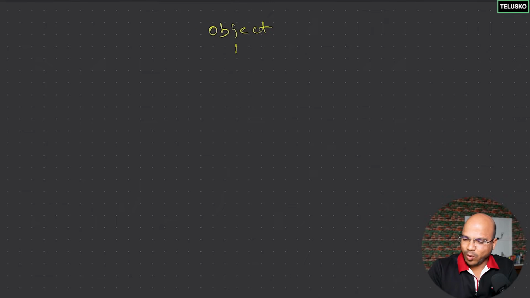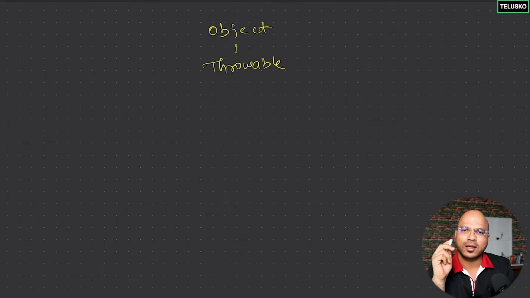Now, below that, we have one class called Throwable. If you remember, while searching for the class, we have seen Exception class extends Throwable. One more trivia here: most of the names which end with 'able' are actually interfaces, okay? Runnable, Serializable, Cloneable. But Throwable is also 'able' at the end, but it's a class. That's the only exception I have seen till now.